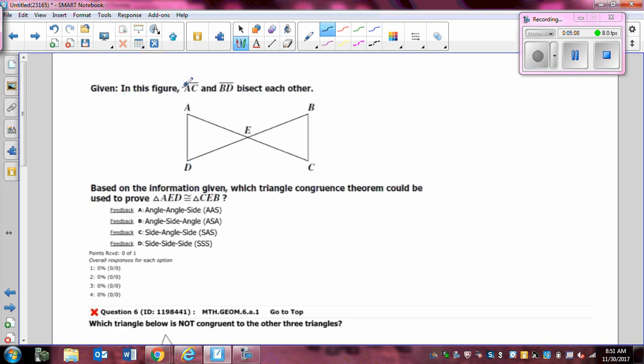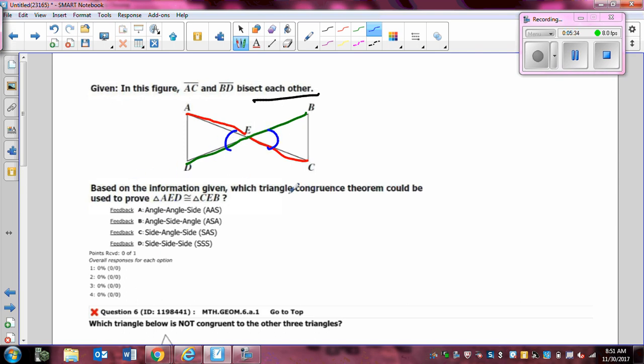All right, in this figure, AC and BD bisect each other, which means both line segments are being cut in half equally, which means A to E is the same as C to E, and D to E is the same as B to E. Also, we have the vertical angles.